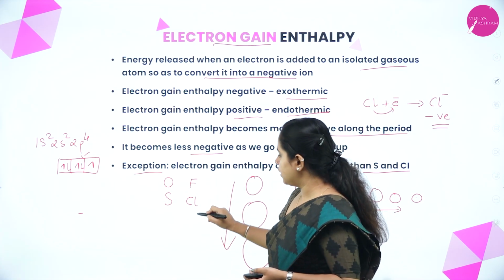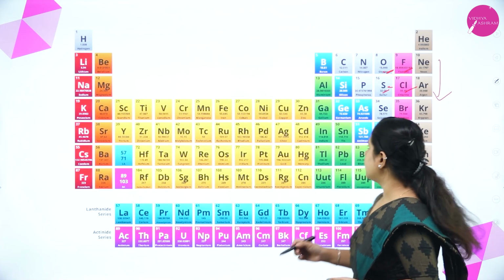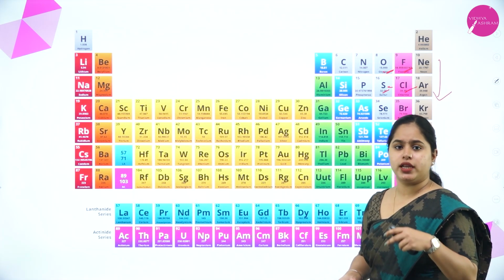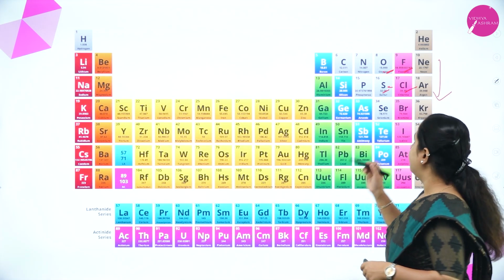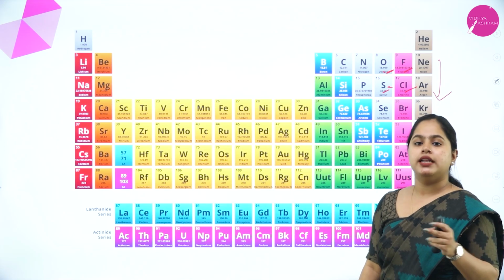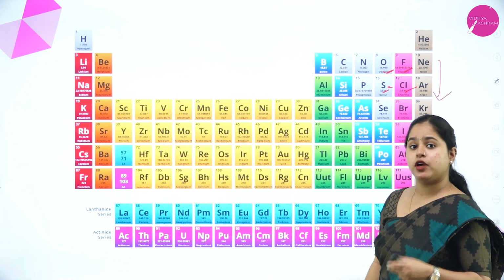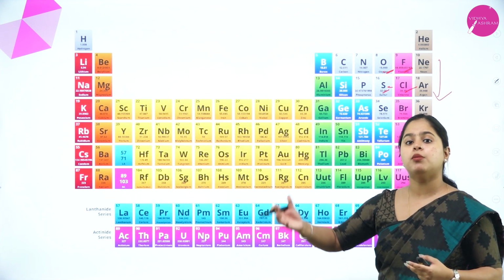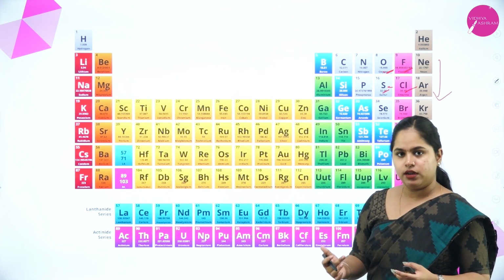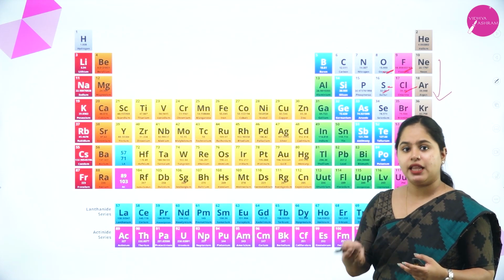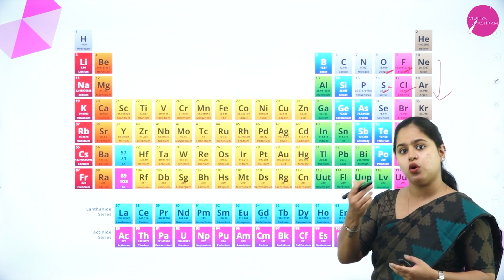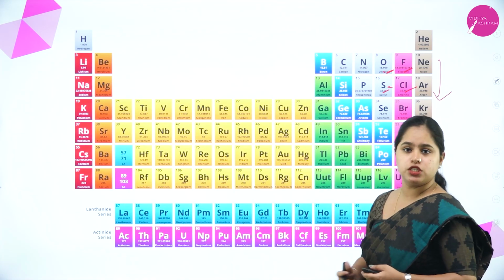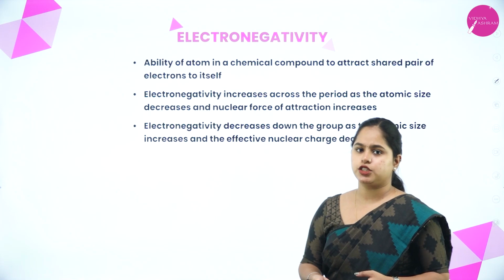It is the same case with fluorine and chlorine. You can see fluorine is here and chlorine is here. Chlorine is supposed to have the less negative value, but fluorine is actually having the less negative value. This is because of the same reason. First, the repulsion should be overcome, so some amount of energy is to be given there, and then the electron is accepted. So the negative value will be less. I hope it is clear. The exception is also clear for you. So that is about electron gain enthalpy.